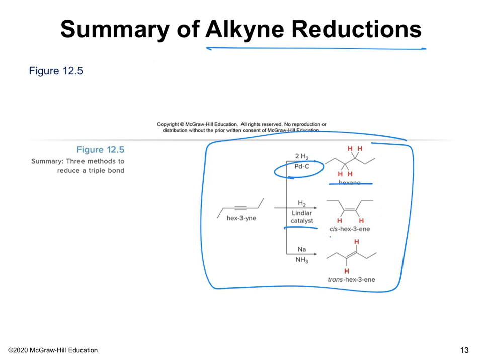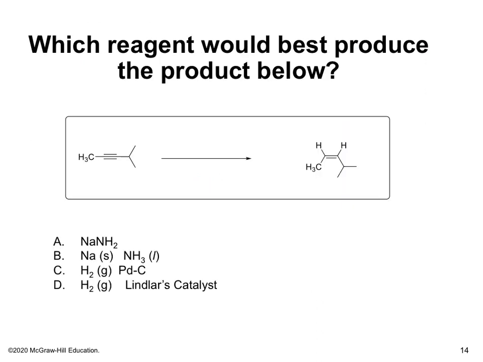Lindlar's catalyst is a poisoned palladium on carbon. It's going to give you the cis alkene. And this is your metal sodium in liquid ammonia, and that gives you the trans alkene. So here, what do you have? You have the cis alkene. This is an alkyne, so you should know that that's Lindlar's catalyst.